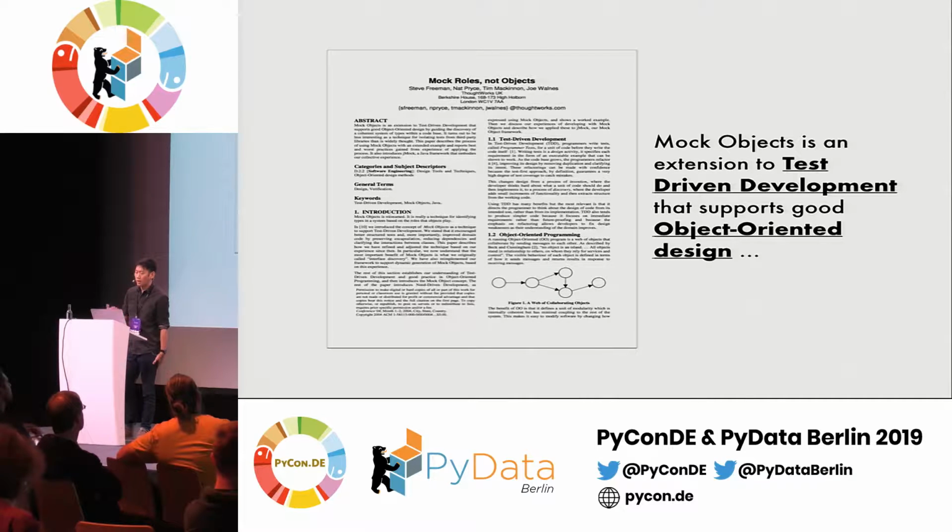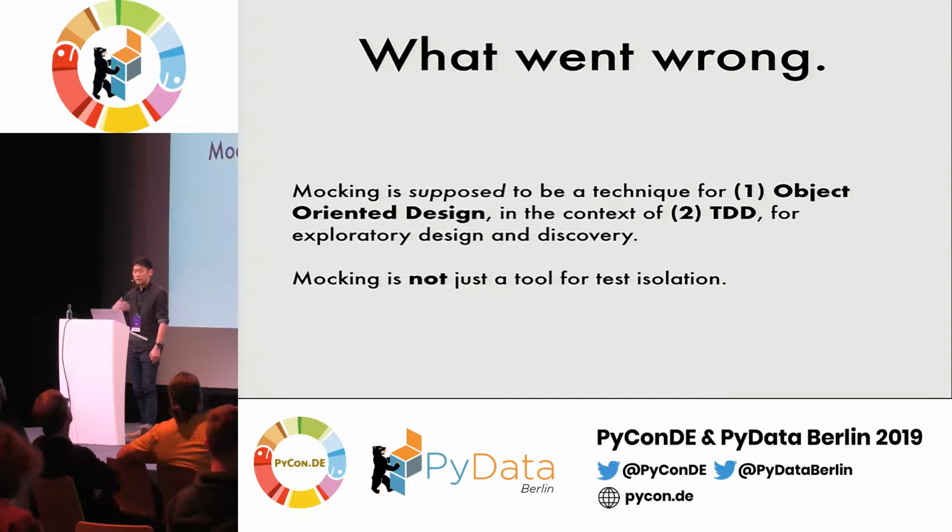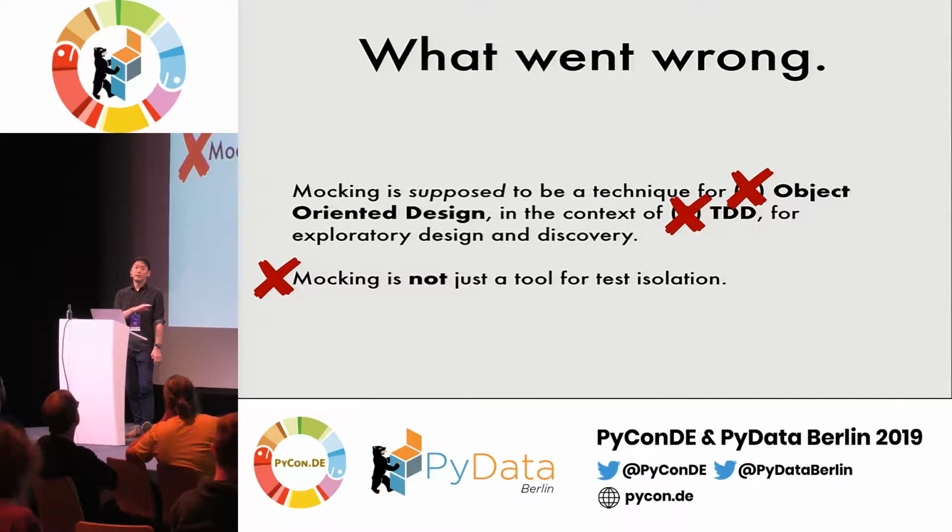What they say is that mock objects is an extension to test-driven development that supports good object-oriented design. They also say it's less interesting as a technique for isolating tests than is widely thought. So that's exactly the opposite of what you'll find being said in a lot of tutorials. When I look at mocking problems, what I typically see is this: mocking is supposed to be a technique for object-oriented design. You're supposed to be doing it in the context of TDD, and it's supposed to be a design aid. It's not really supposed to be just a tool for isolation. So what happened with the news check example is that we did the exact opposite of all three of those things, and that leads to problems.